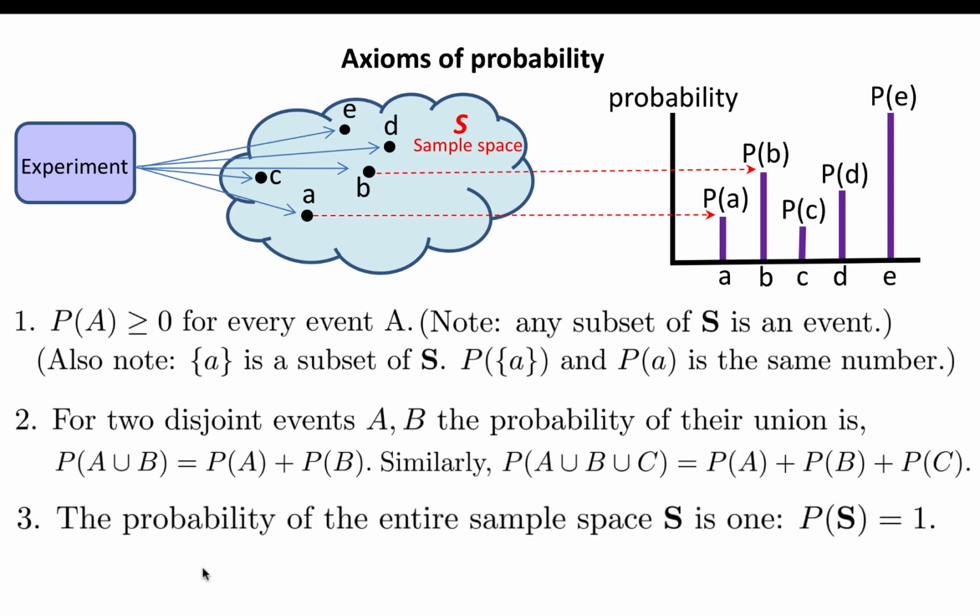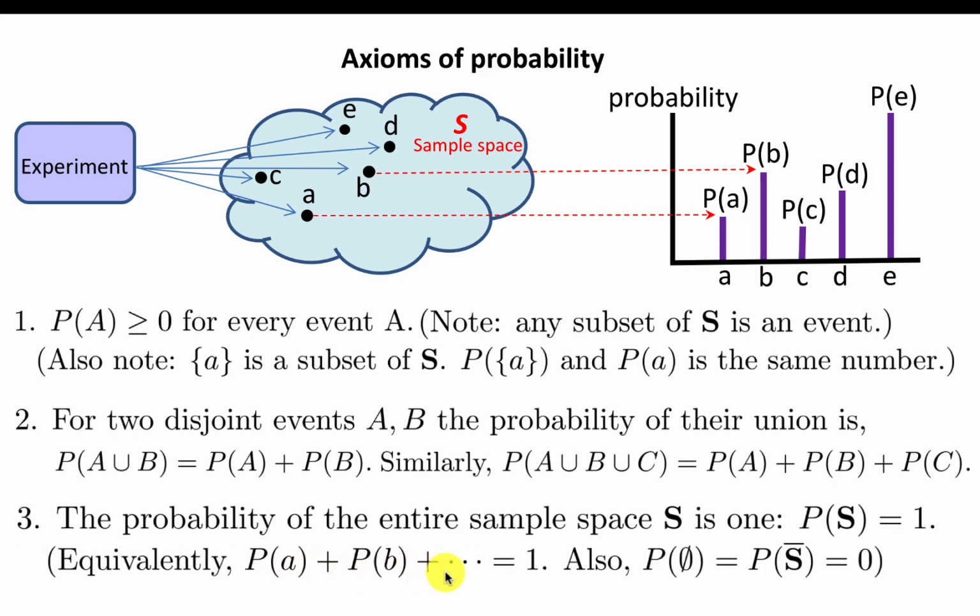The third axiom is that the probability of the entire sample space is 1. So if I take P of S, that's equal to 1, which says that certainly something will happen. So if I flip a coin, I'll definitely get either a head or a tail. And there's no provision over here for the coin going missing. Now, if you want to say this more formally, then you can write P of A plus P of B plus all the other possibilities. The sum of those probabilities has to equal 1. Obviously, the probability of nothing happening is 0. That, of course, is the same as saying the probability of the complement of S, the sample space, is 0.